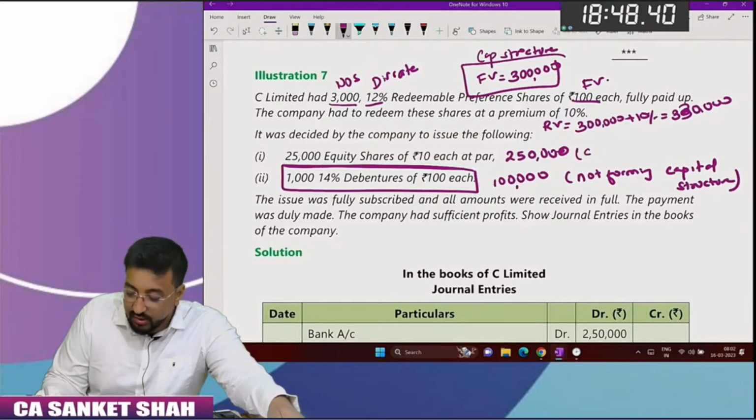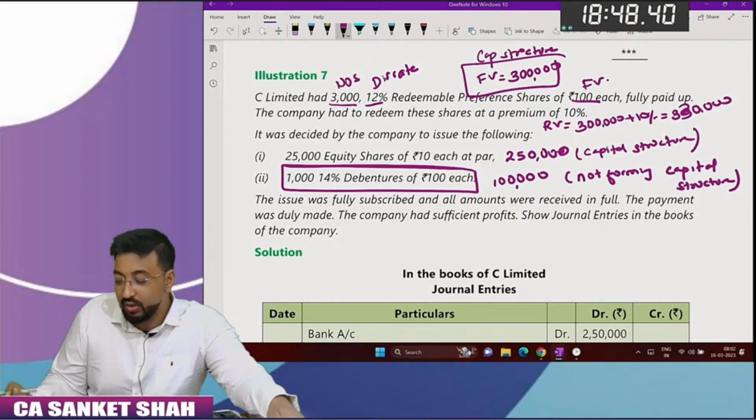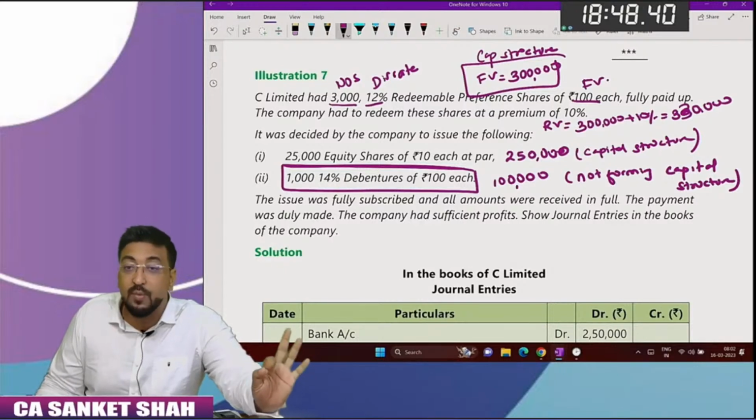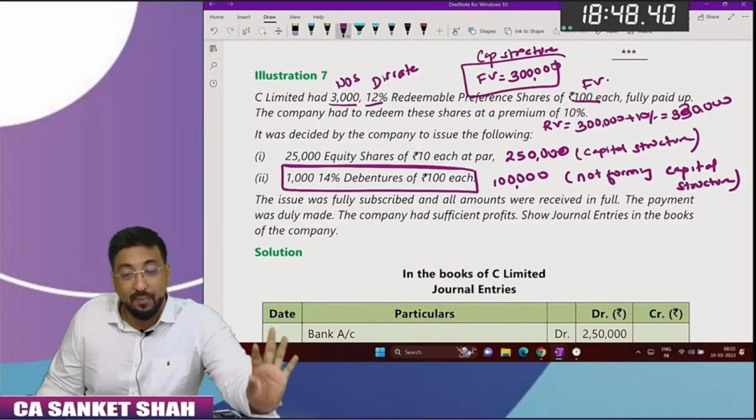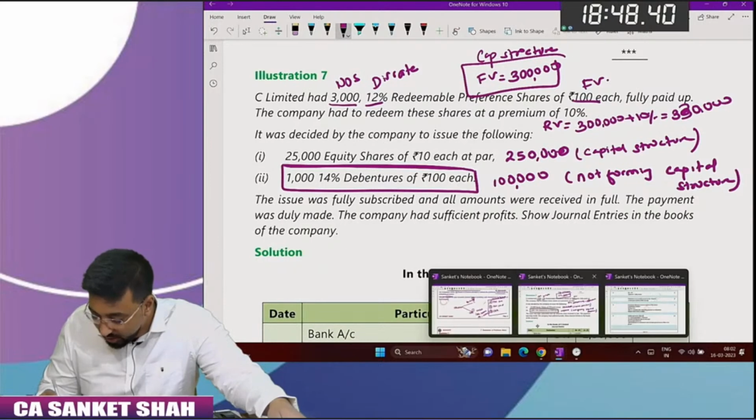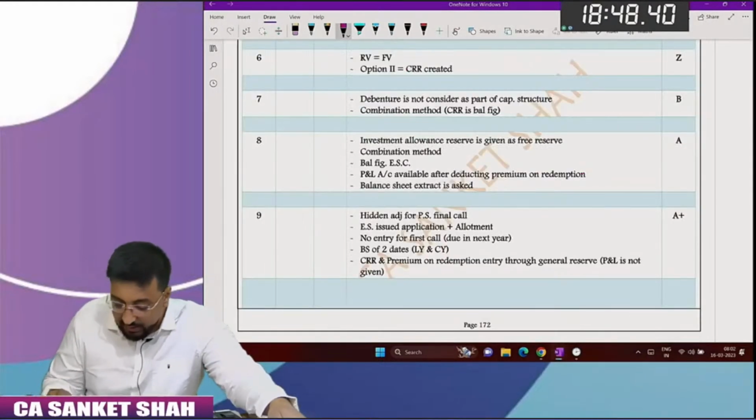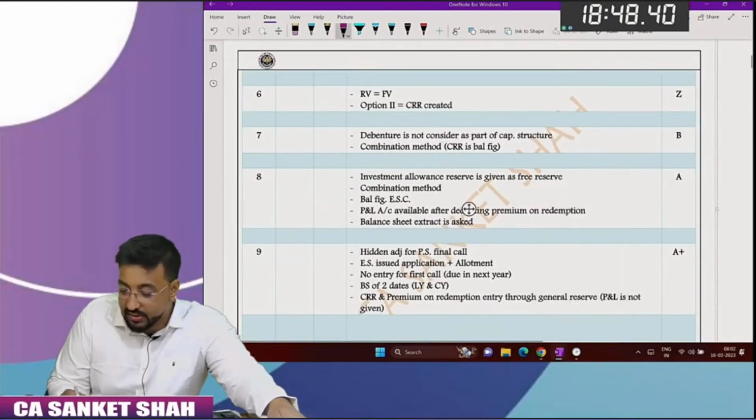Equity share, yes, definitely it's a part of the capital structure. So you can write this: equity share capital will be part of the capital structure, but debentures will not be part of the capital structure. So this is a new thing in this question. Here I had also written it in the index. So what is given in the index? Debentures is not considered as a part of capital structure, and combination method.